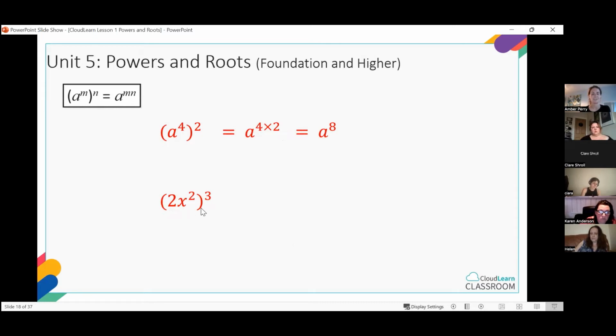Okay, so this is going to be the same as 2 to the power of 3 multiplied by x squared to the power of 3, which is x to the 2 to the power of 2 times 3. We can actually work this out. 2 to the power of 3 is 8, and x to the power of 2 times 3 is x to the power of 6.